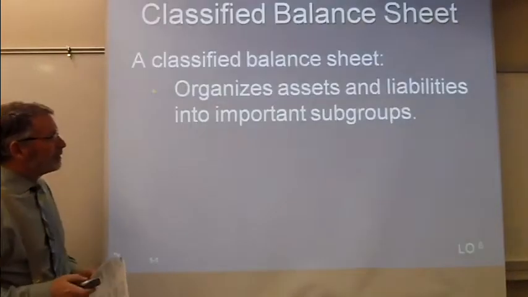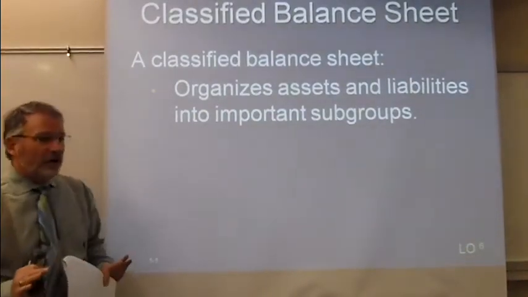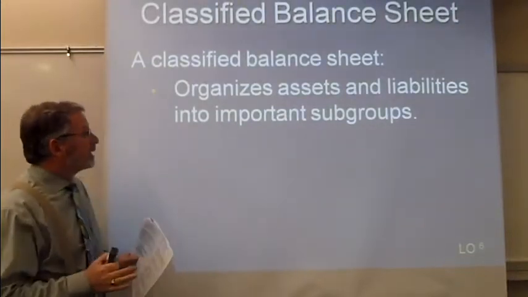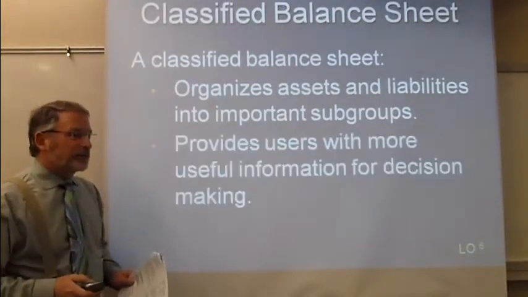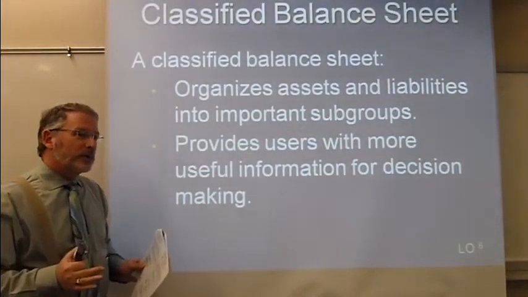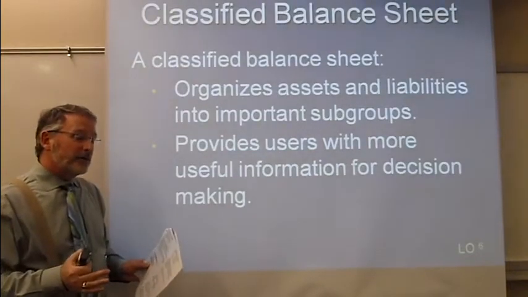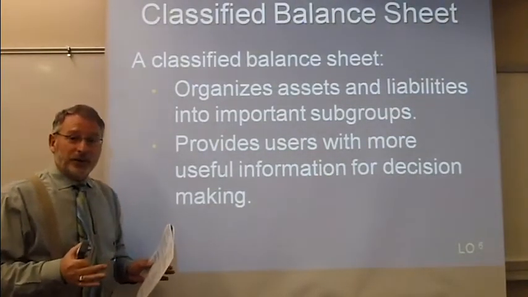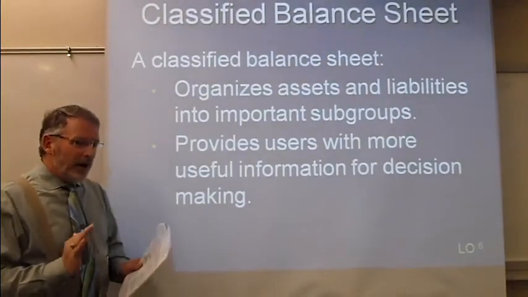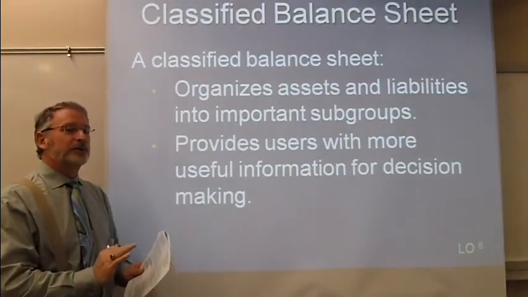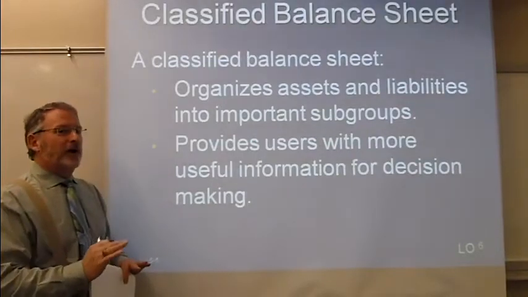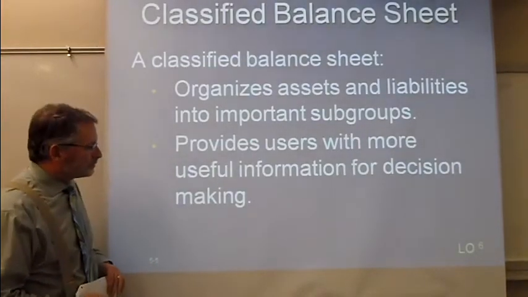Anyway, the classified balance sheet basically organizes the assets and liabilities into groups or classes. And the most important subgroups are intended to give us some idea about what's important to the business that's reporting the information, and also what's important to the person who's actually looking at the information. We don't always know what's important to them, but whenever you're communicating information, you have to remember the person you're trying to communicate to. That is, what do they want to know? And you do your very best to give them the information that they want to know.